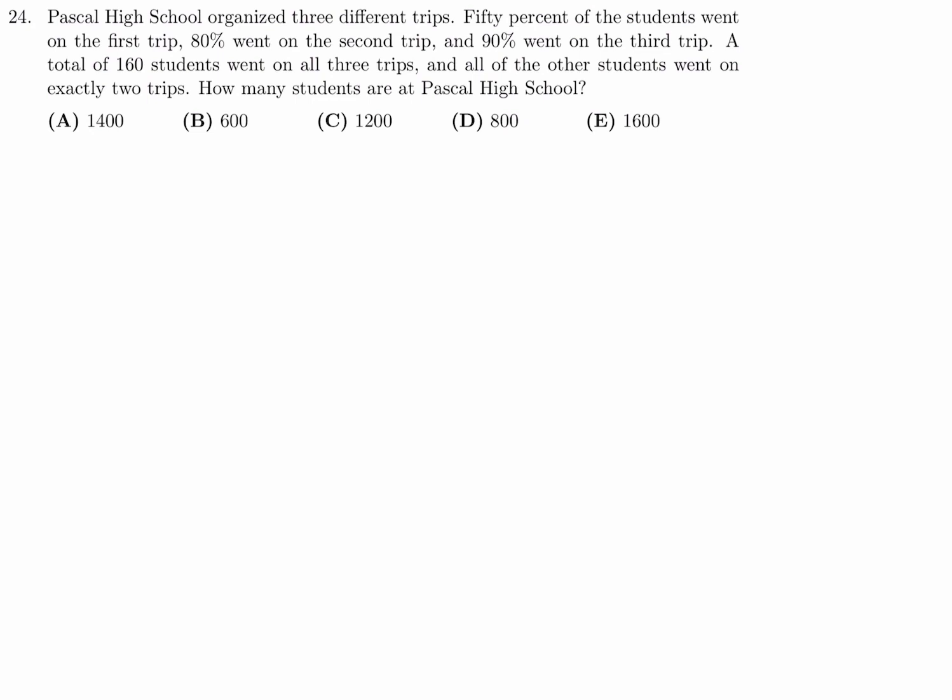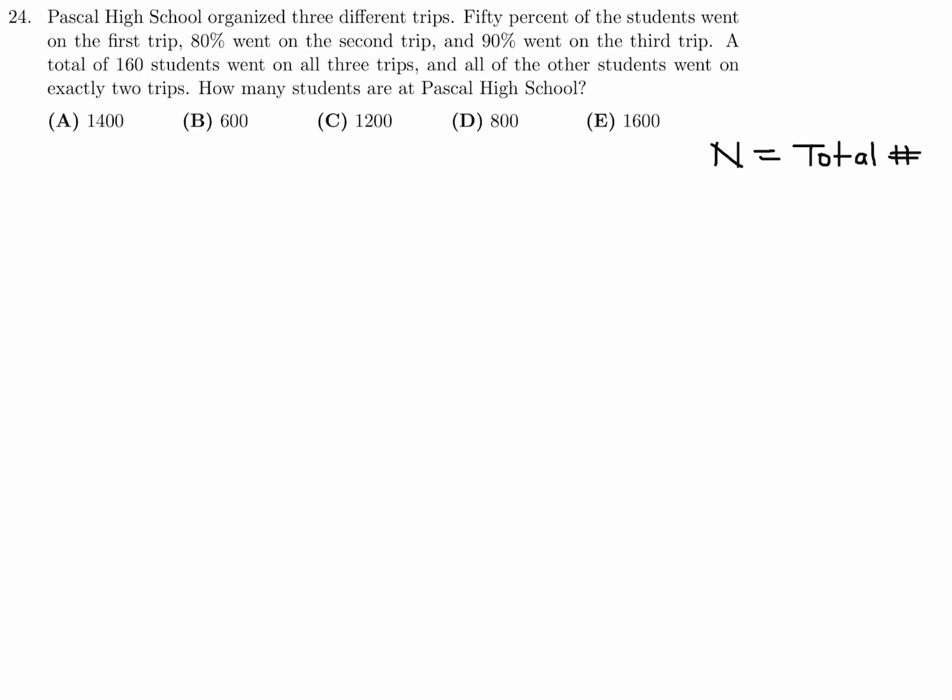Pascal High School organized 3 different trips. 50% of the students went on the first trip, 80% went on the second trip, and 90% went on the third trip. A total of 160 students went on all 3 trips. And all of the other students went on exactly 2 trips. How many students are at Pascal High School? I'll let n equal the total number of students. And let's move forward with this question.